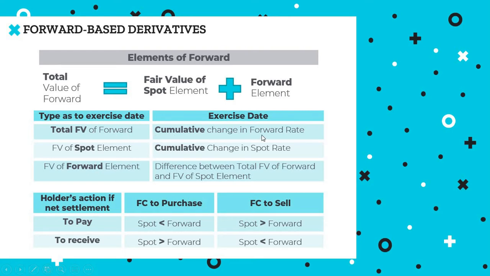Kasi for the forward as a whole, ito ay nakabase sa forward rate. Pero yung spot element, syempre nakabase ito sa spot rate. Then, how do we compute for the fair value of the forward element? Ito lang ay difference between the total fair value of the forward and fair value of the spot element. So, kumbaga, itong forward element, this is the residual amount after we deduct the fair value of the spot element from the value of the forward contract.